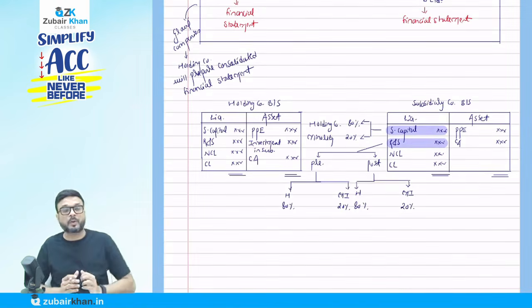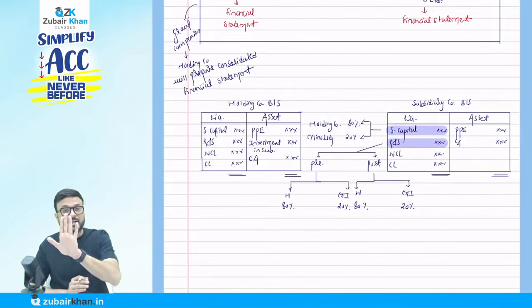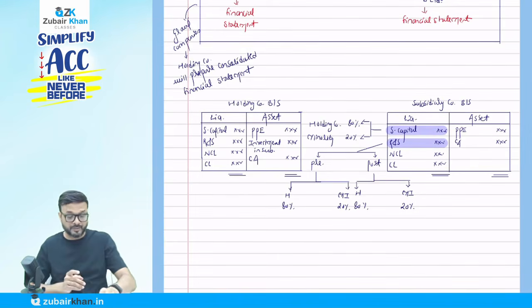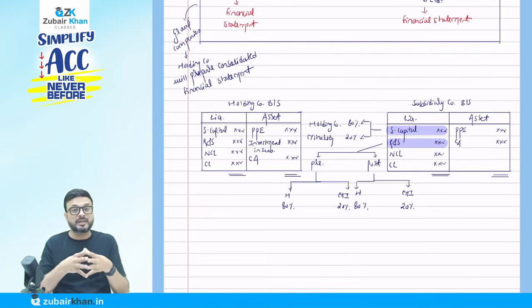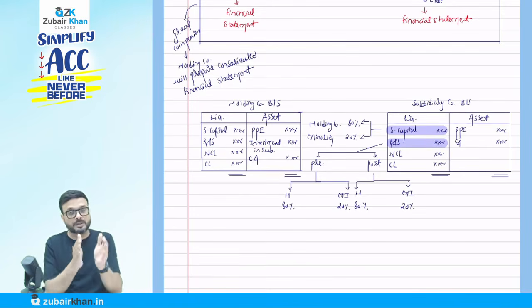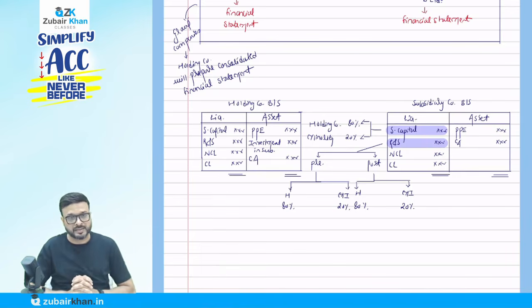So what is important here is that the share capital and reserve and surplus of the subsidiary company need to be bifurcated: how much belongs to the holding company and how much belongs to the minority interest.